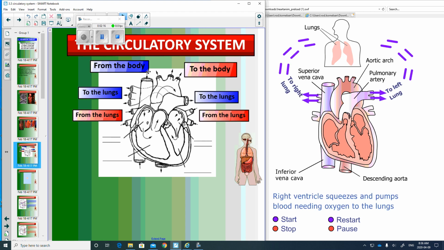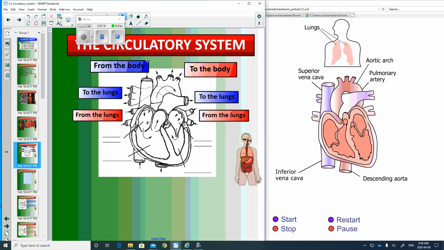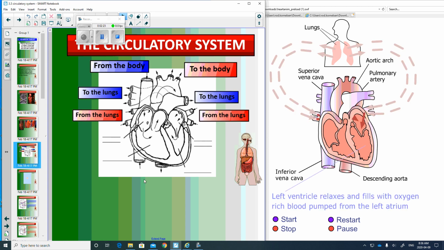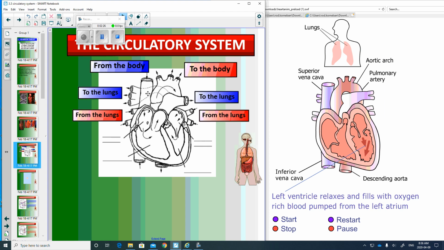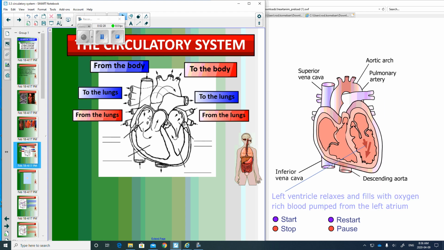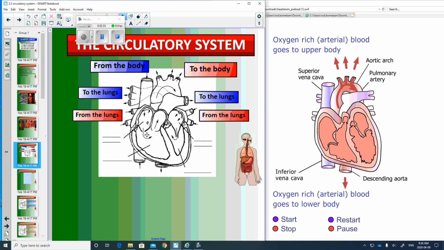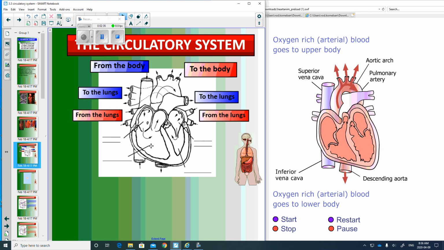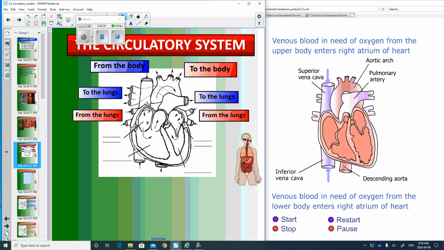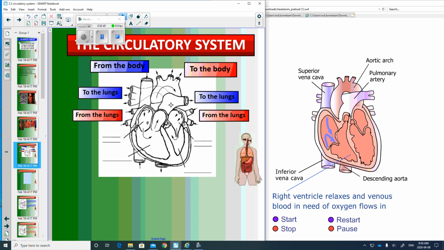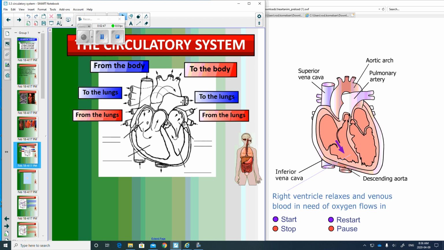So here's the pathway of blood through the body. It comes in through the vena cava, superior vena cava, inferior vena cava, and pours into the right atrium. The heart's divided into 4 chambers. Atrium, the bigger chamber underneath it is called the ventricle. So into the right atrium, then into the ventricle, then it's pumped out of the right ventricle and goes to the lungs. Remember, the heart sits right in between the 2 lungs.